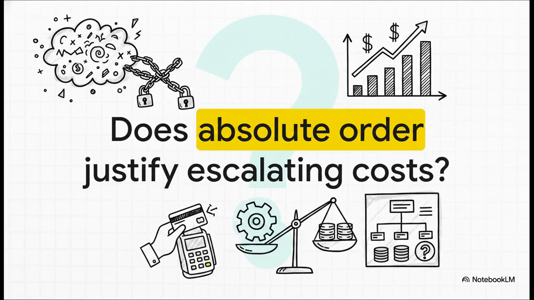Which leaves us with a fascinating question to ponder. As our global digital footprint continues to explode in size and unstructured variety, does the value of absolute mathematical order justify the escalating cost and complexity of the relational model? Will these strict rules continue to be worth the heavy overhead, or is the future of data going to demand something entirely different? It's an incredible balancing act, and definitely something to think about the next time you swipe your card.